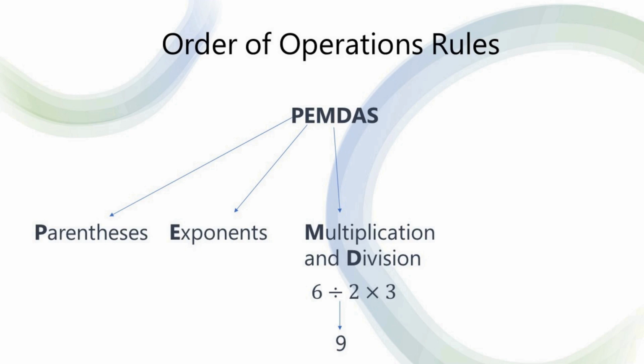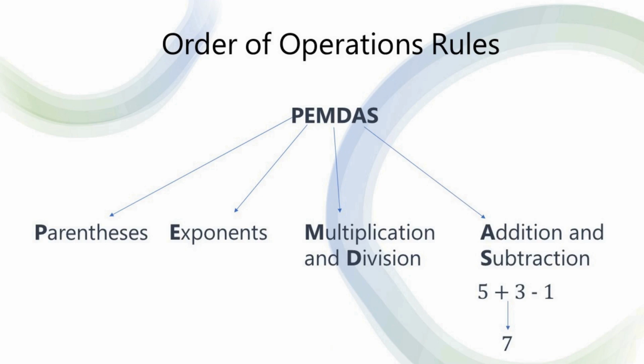get 9. And the letters AS stand for addition and subtraction. Lastly, again moving from left to right, perform addition and subtraction. For instance, in 5 + 3 - 1, you add 5 and 3 to get 8, and then subtract 1 to get the final result of 7.